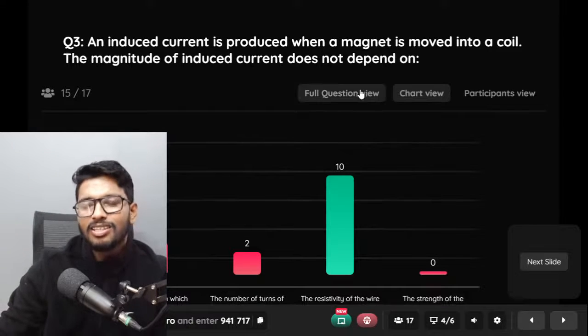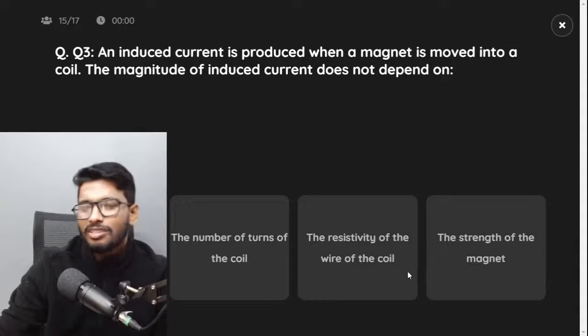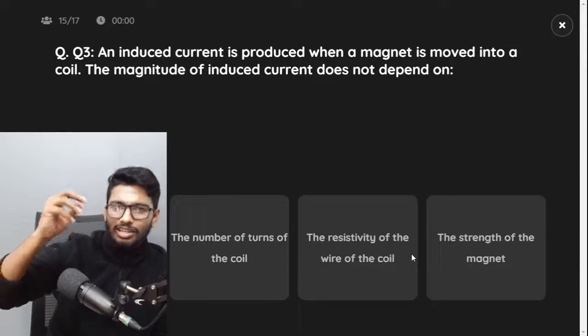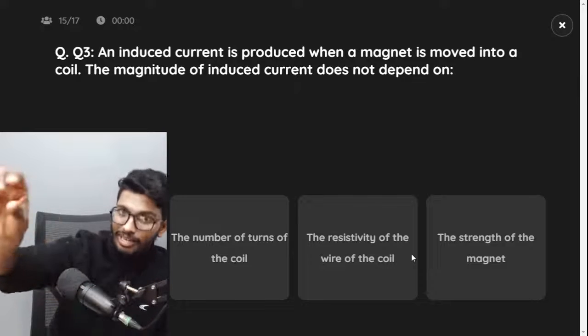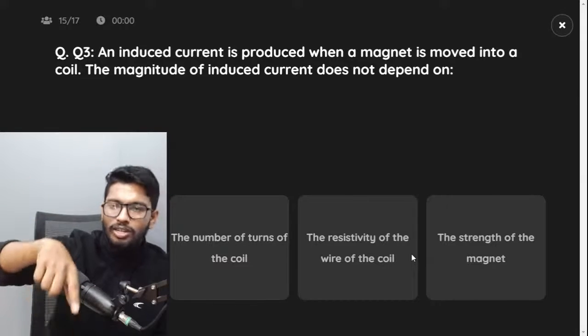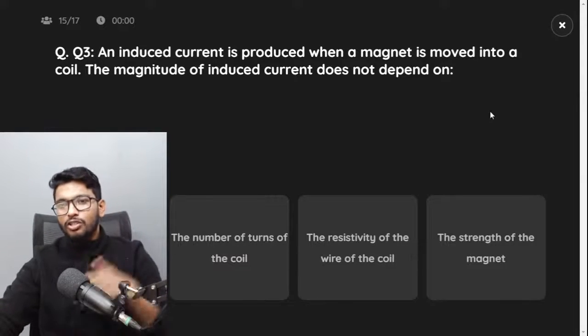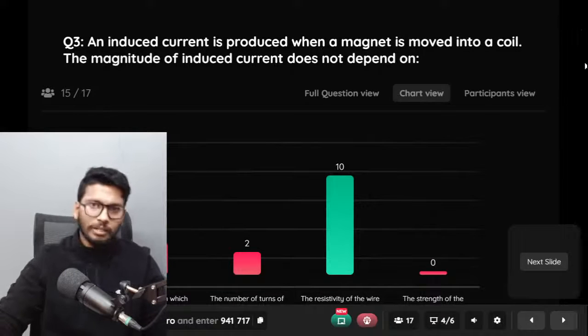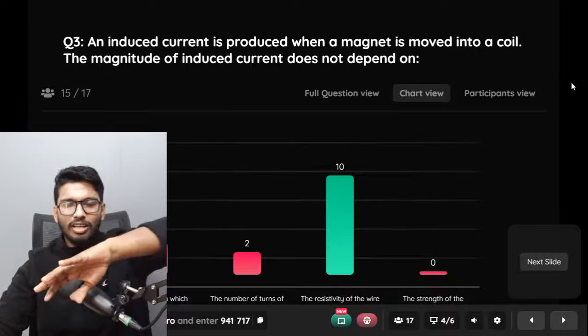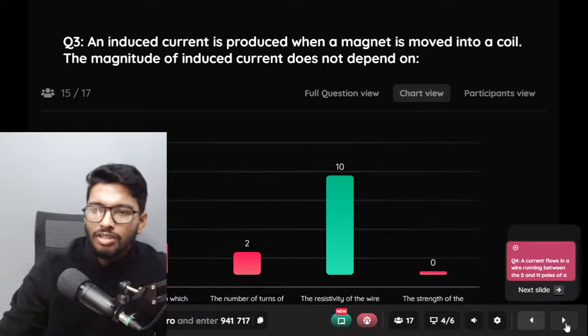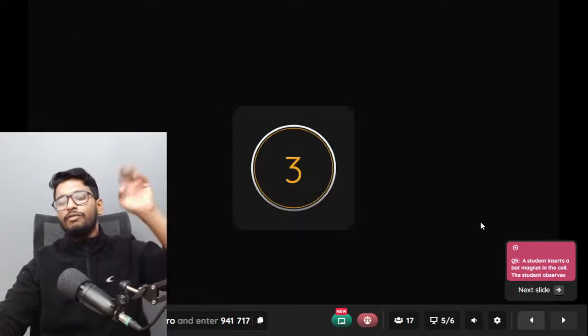But yeah, the right answer is the resistivity of the wire because the induced current depends on the speed, it depends on the number of coils, and it depends on the strength of the magnet. But what it does not depend on is the resistivity of the material. Moving on to the fifth question.